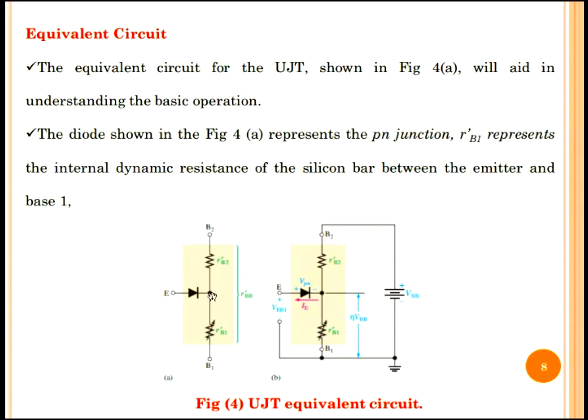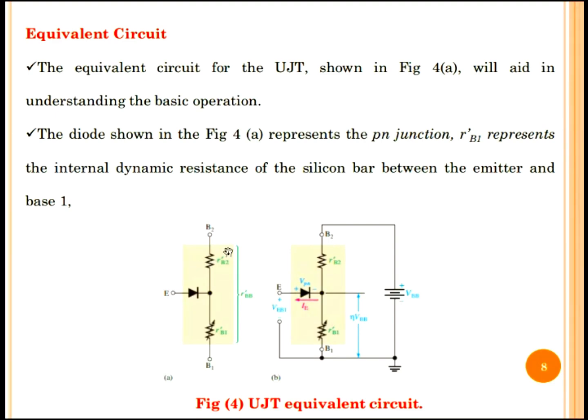Similarly, between base 1 and the emitter terminal, the cathode emitter terminals, we have another dynamic or internal resistance, that is R prime B2, because this is between B2 and the emitter terminal. This is B1 and the emitter terminal. So this is how you have to construct the equivalent circuit for any other electronic devices.